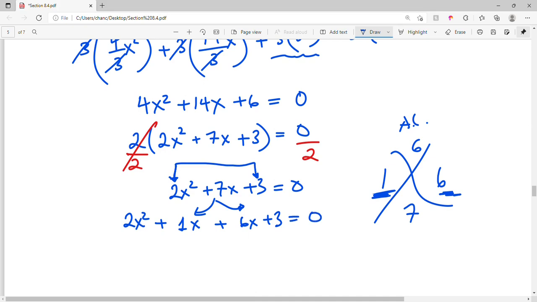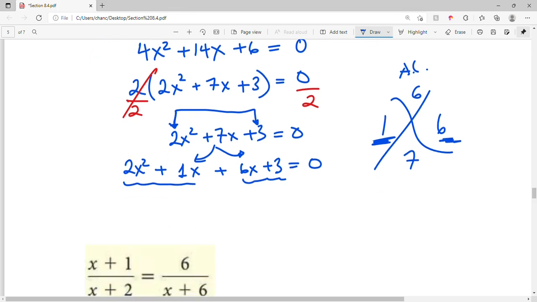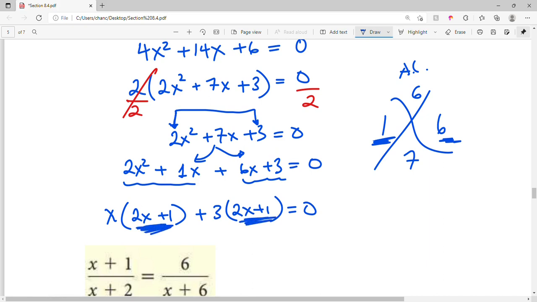1x plus 6x gives us 7x, so we did not alter the equation. Notice that we have 4 terms, so we're going to do factor by grouping. I can factor out an x here, leaving me with 2x plus 1. For the second term, let's factor out a 3, leaving us again with 2x plus 1, which means we're factoring it correctly. Since they're both the same, we can factor that out to the front, leaving us with a remainder of x plus 3.